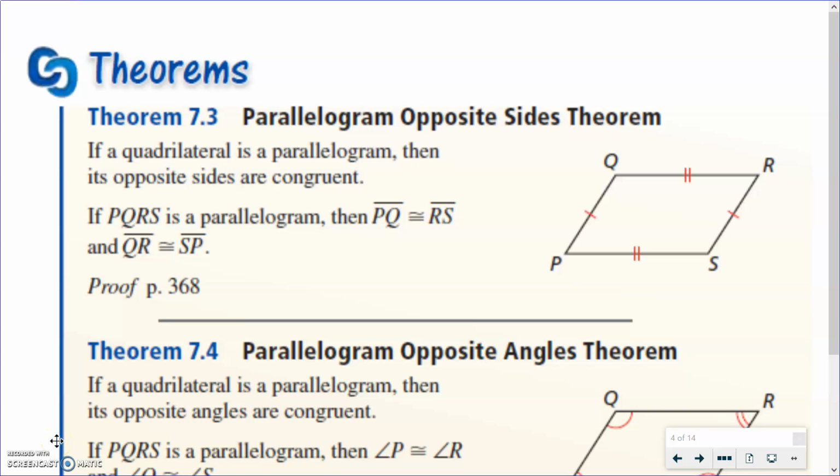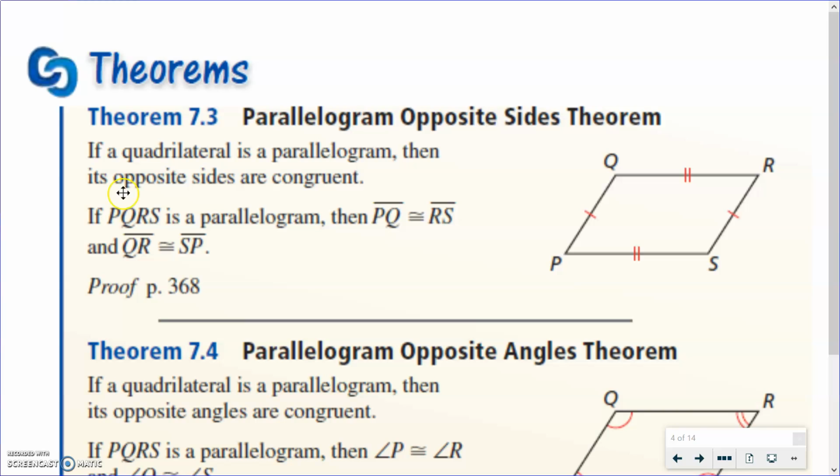Today we're going to talk about parallelograms. And the first thing I want to say is there's a lot of theorems that I'm going to throw at you right at the beginning here. And I do not expect you to remember what they're called. I just want you to be able to use them to prove something's a parallelogram or to use them to solve for missing pieces and parts of a parallelogram.